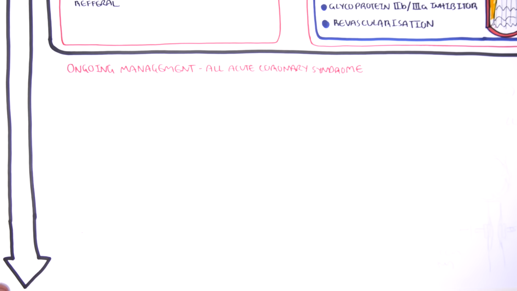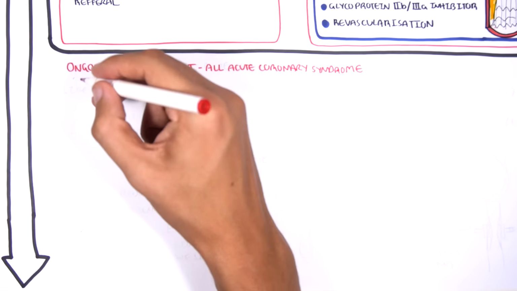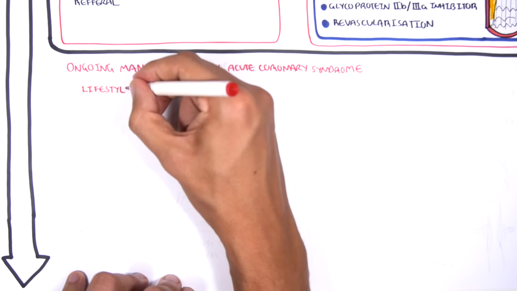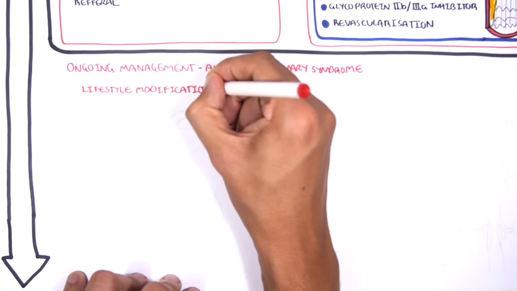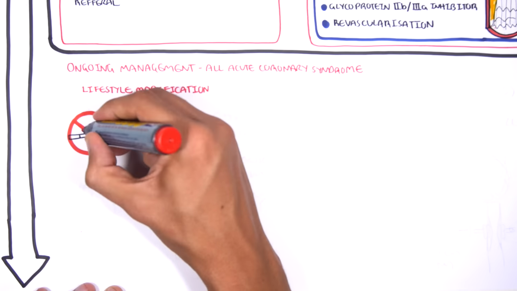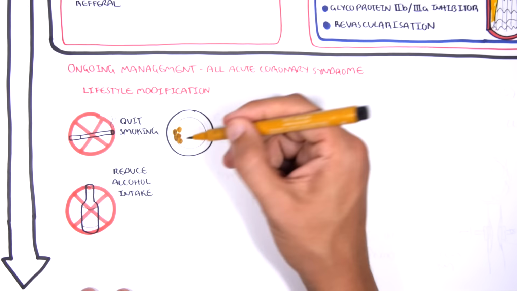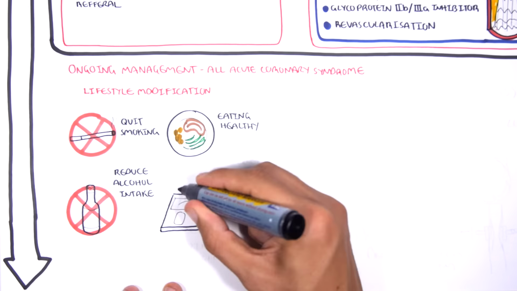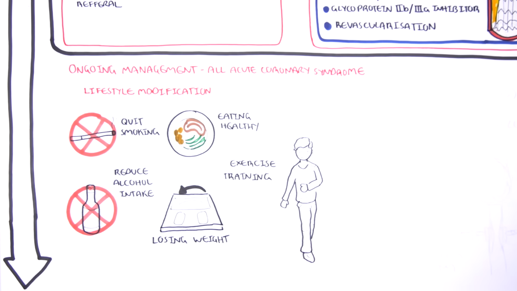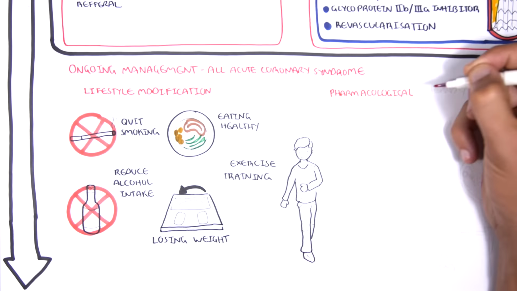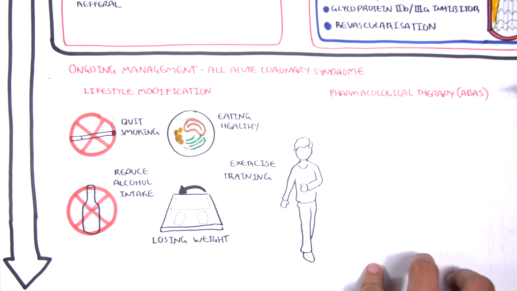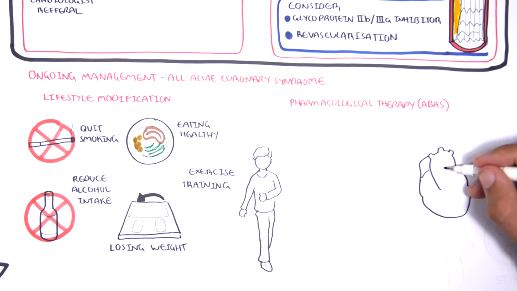And therefore, ongoing management after everything is resolved of all acute coronary syndromes includes: 1. Lifestyle modification, which includes quit smoking, reduce alcohol intake, have a healthy eating habit, lose weight, and exercise regularly. 2. Pharmacological therapy, ongoing, which can be remembered with the mnemonic ABAS.